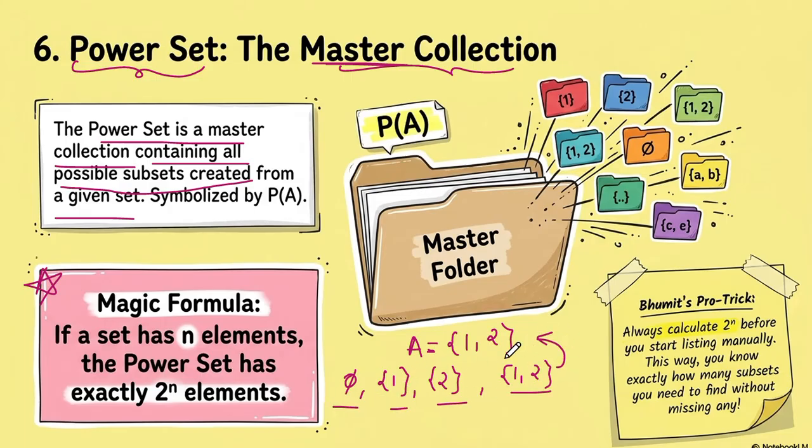So if you collect all the subsets of any set, that is called the power set. If I write all these sets inside the set symbol again, then this is called the power set of A.